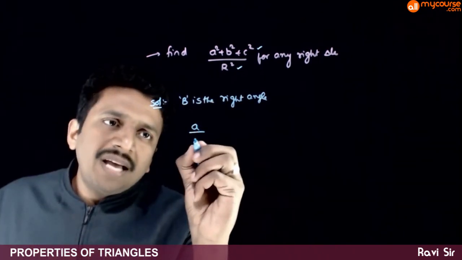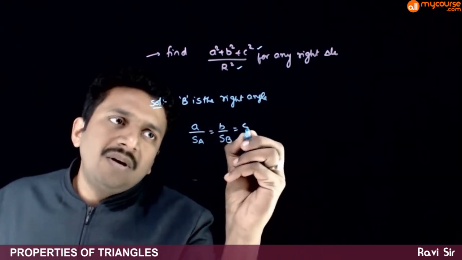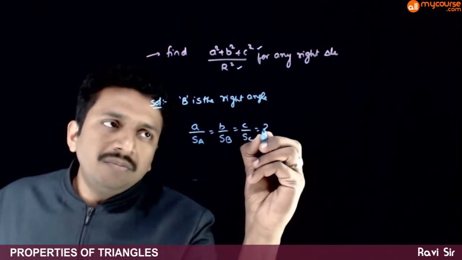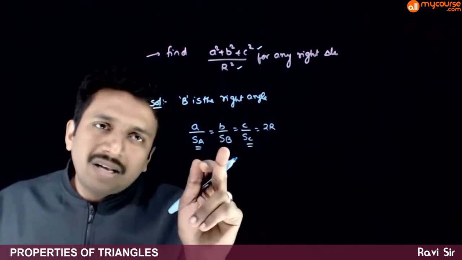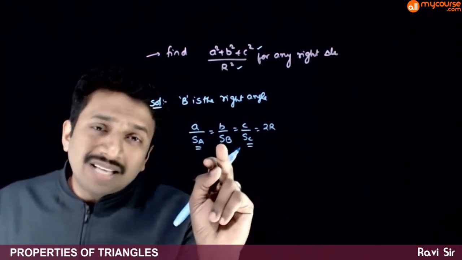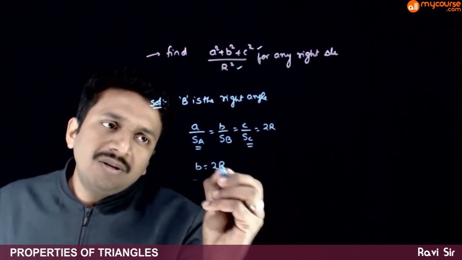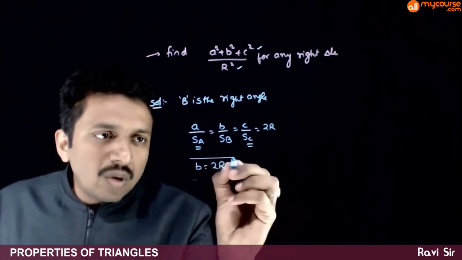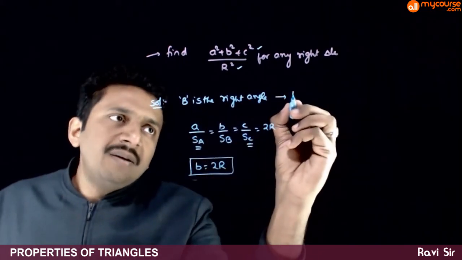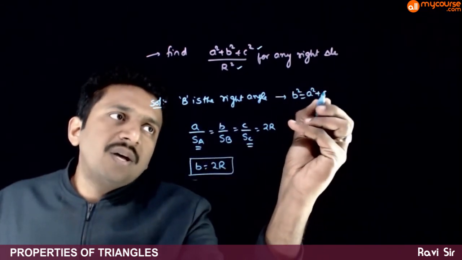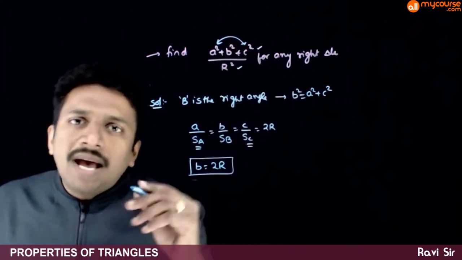So a by sine A is equal to b by sine B is equal to c by sine C is equal to 2R. I don't know about A and C, but I've assumed that B is the right angle. So sine B is equal to 1. So b has to be equal to 2R, right? This is one relation that we have. And because B is the right angle, b square has to be equal to a square plus c square.